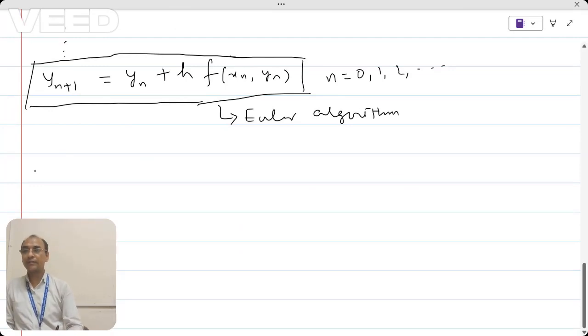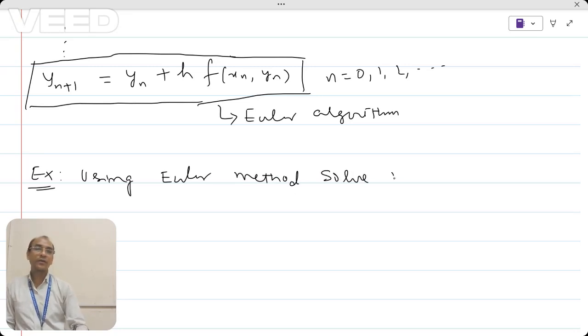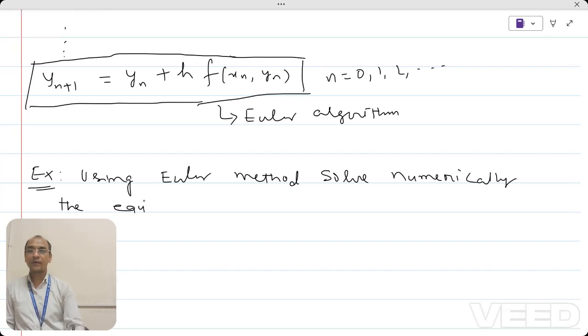Now let me take an example here. Using the Euler method, solve numerically the equation y dash equal to x plus y with the initial condition y of 0 is equal to 1, for x from 0 with the common difference 0.2 up to 1.0.